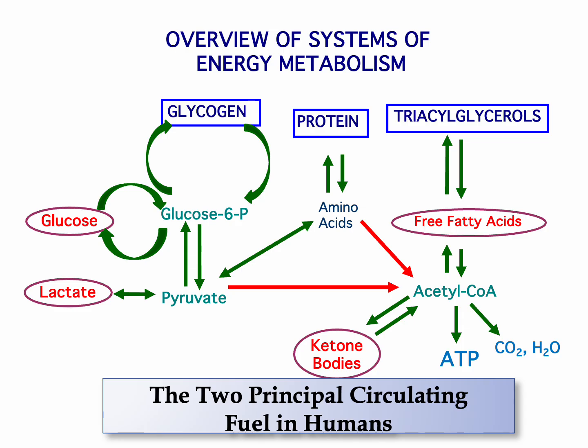Now, there are two principal circulating fuels in humans: glucose and free fatty acids. These are stored intracellularly as glycogen and triglycerides respectively. Protein, again, is not the body's go-to fuel source. It's more of a structural priority, and carbohydrates are the body's preferred fuel.